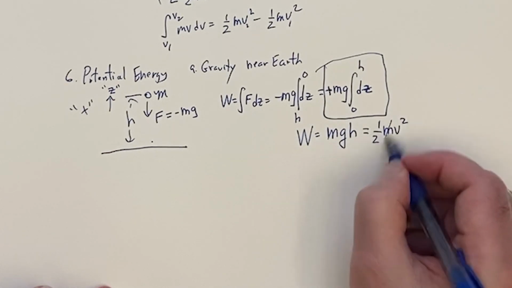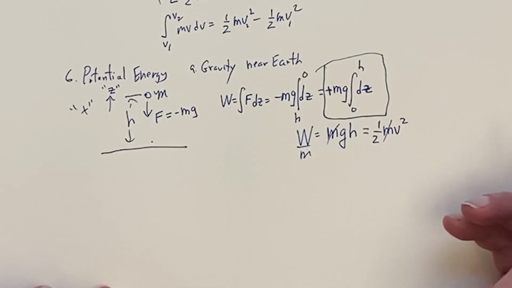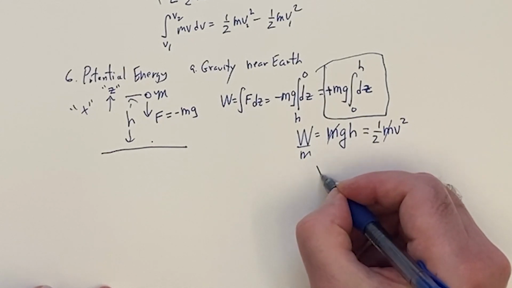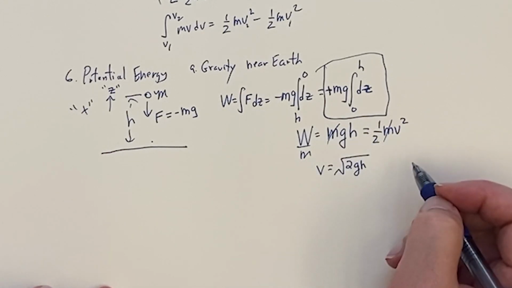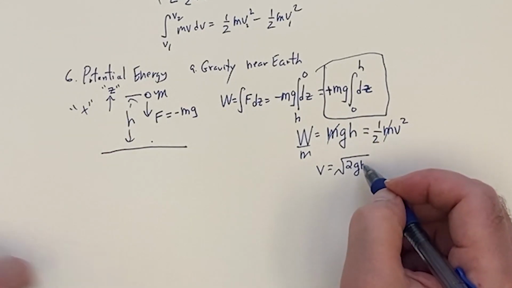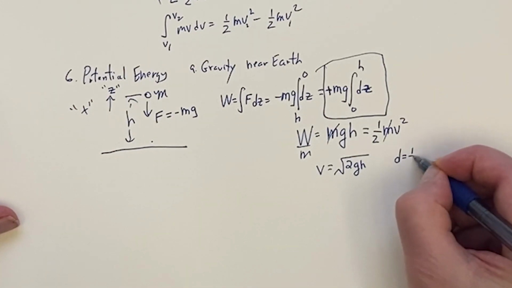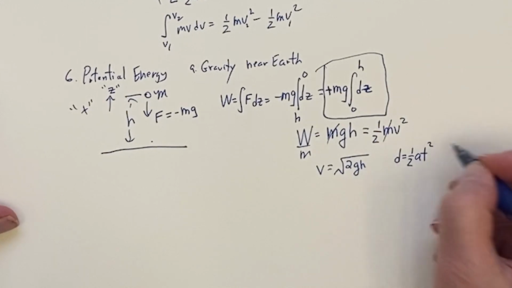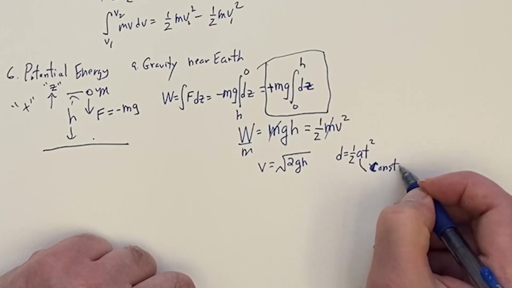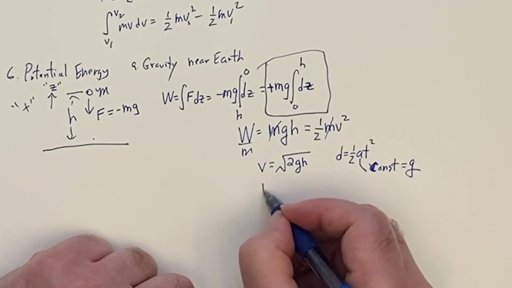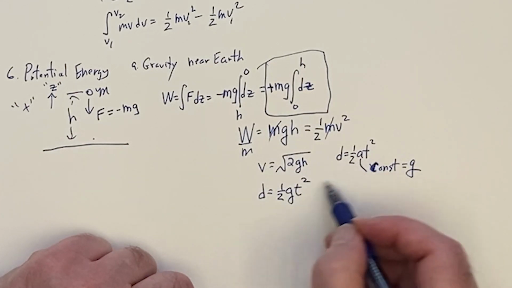And notice that the m's cancel out here. Then I would have v is the square root of 2gh, by putting the 2 over there and taking the square root. But you know what? That's exactly what we expected from our first discussion. Remember, d is 1/2 at squared, and your acceleration here is constant, which you could call g if you want. So you have d is 1/2 gt squared. We had that from before.